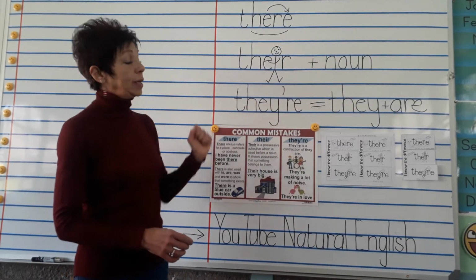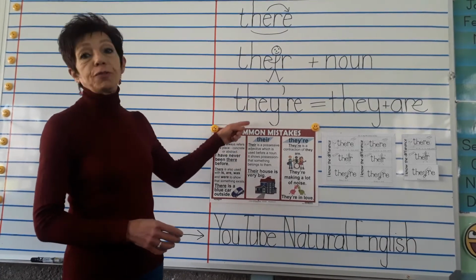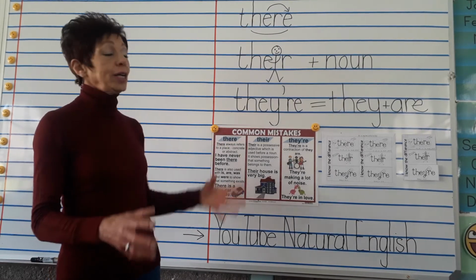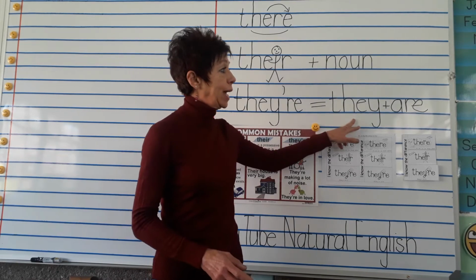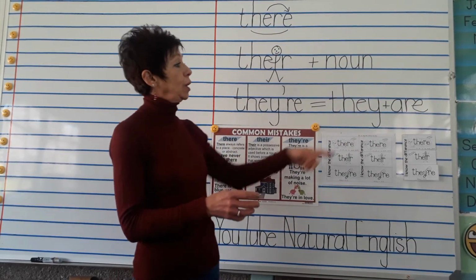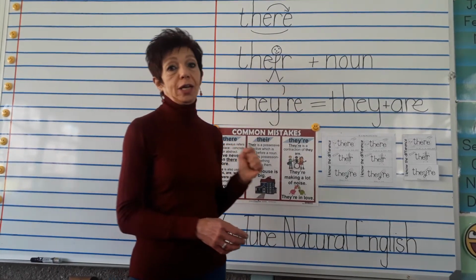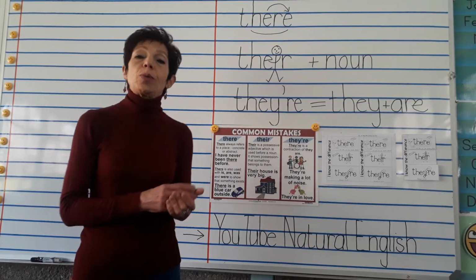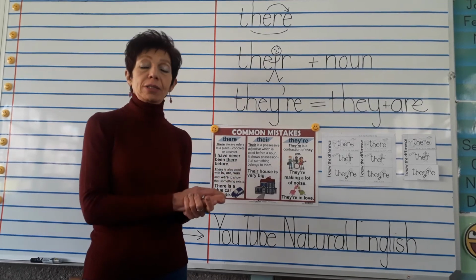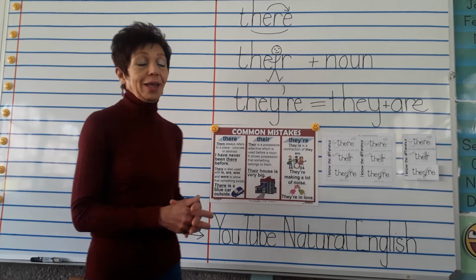The third one is pronounced the same as there, but it often gets mispronounced and confused. It's a contraction. A contraction is made up of 2 words, they plus are. When they join together to make a shorter word, we drop the A and we replace it with an apostrophe. So it's they're. So for that one, you must see if you can substitute they are in the sentence. If it makes sense, then it will be correct.